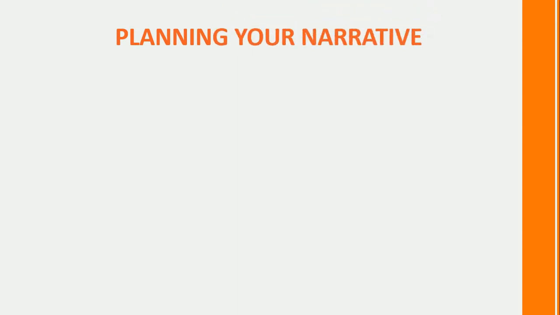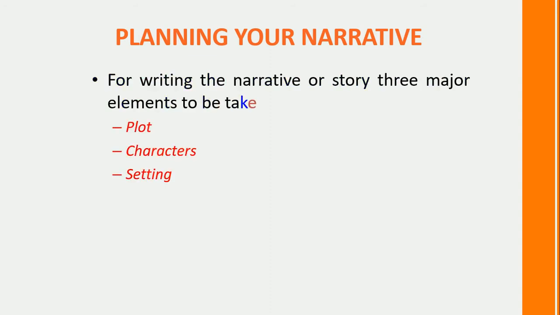Okay, let's move on. So now, how do we plan our narrative paragraph? Most often I am asked by students, sir, how do we plan our narrative paragraph? Whenever you want to plan your narrative paragraph, you should think of the following three major elements that we should take into account while writing a narrative paragraph. These come in the planning session. So first we say plot. The first one is plot, the second one is character, the third one is setting. Now, what's plot, what's character, what's setting? We will study them one by one.